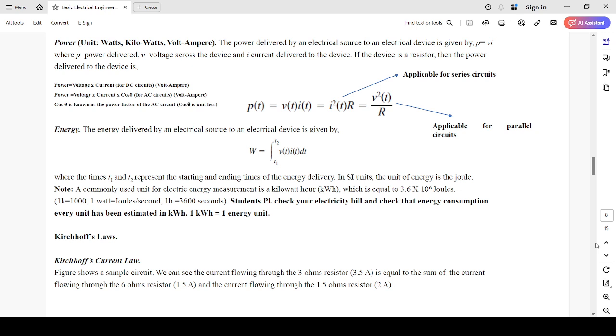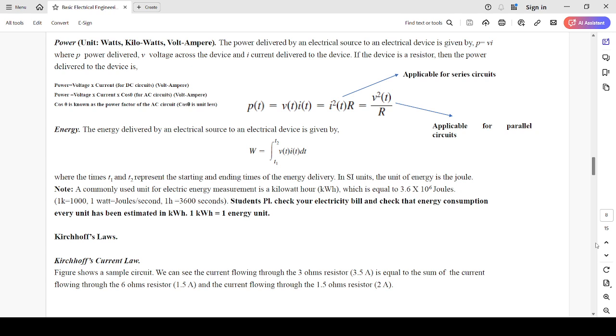What is the definition of watt? Joules per second. So 1 kilowatt is 1000 joules per second. And how many seconds are there in 1 hour? That is 3600. So if you multiply 1000 joules per second by 3600 seconds, you get 1 kilowatt hour equal to 3.6 into 10 raised to the power 6 joules.